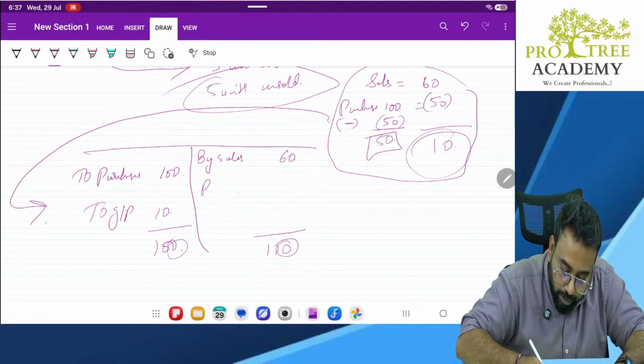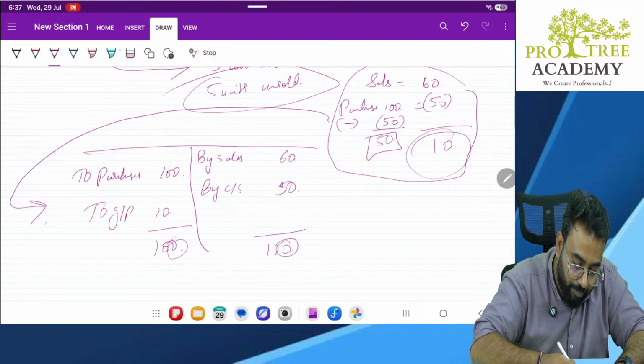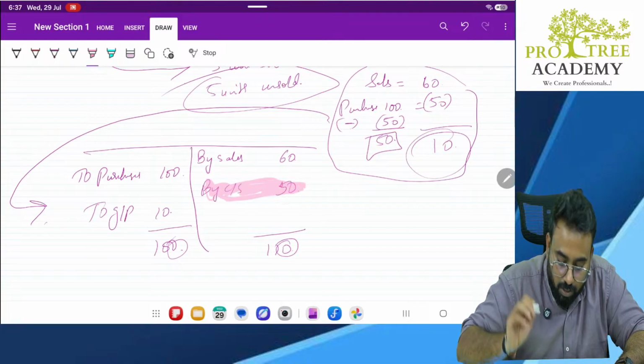If you don't show your closing stock here, suppose let's say this closing stock was not there. Okay, let's think this closing stock is not there.